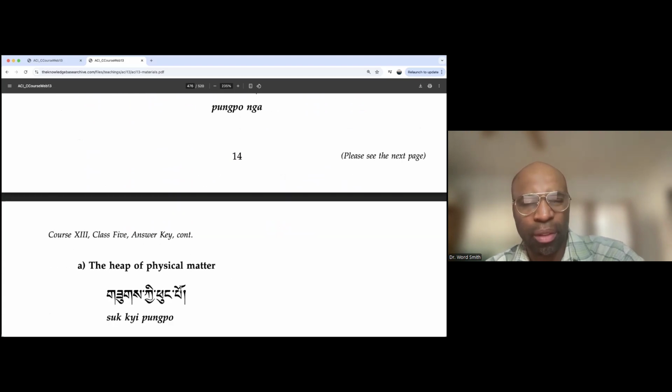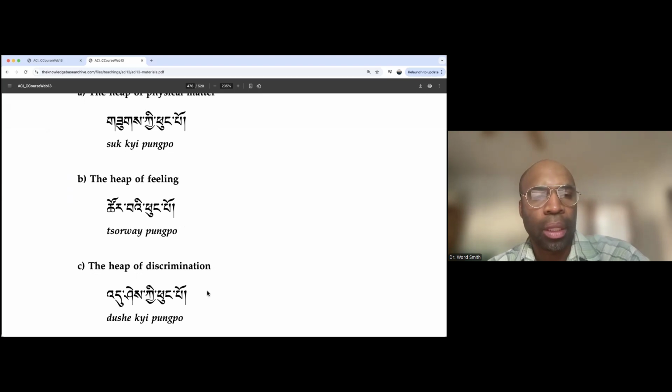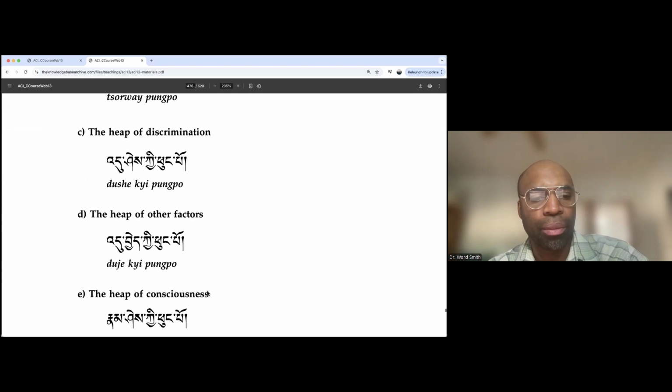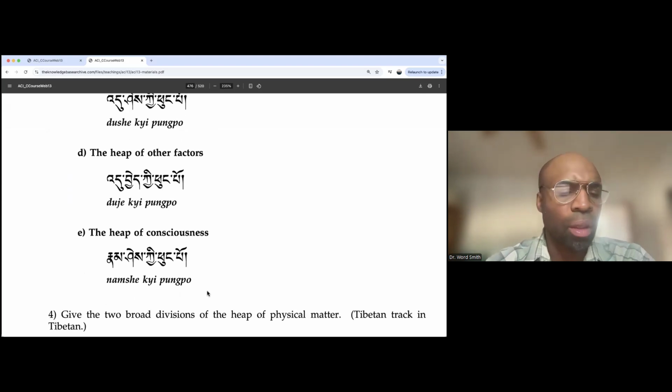The heap of feeling, Tsorwe Pungpo. The heap of discrimination, Dushe Pungpo. The heap of the other mental functions that aren't feeling or discrimination, Dujeki Pungpo. And the heap of consciousness, Namshe Pungpo. Correct.